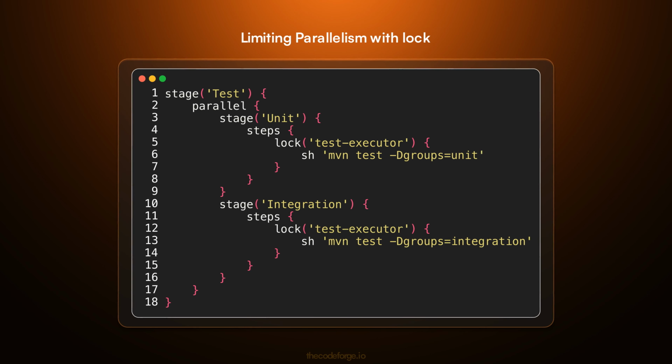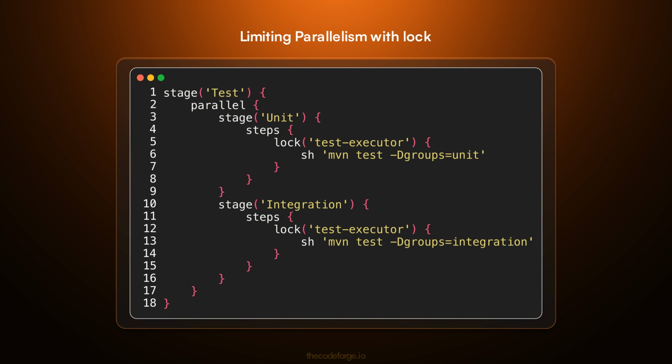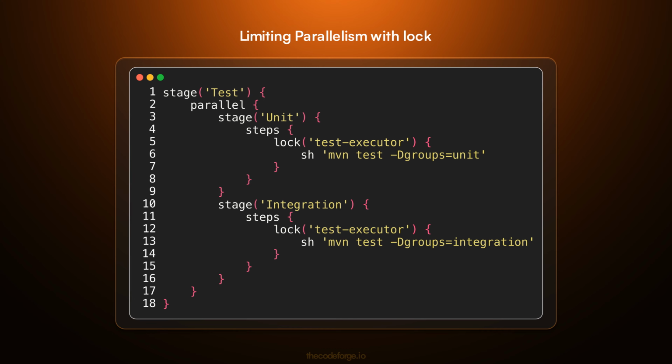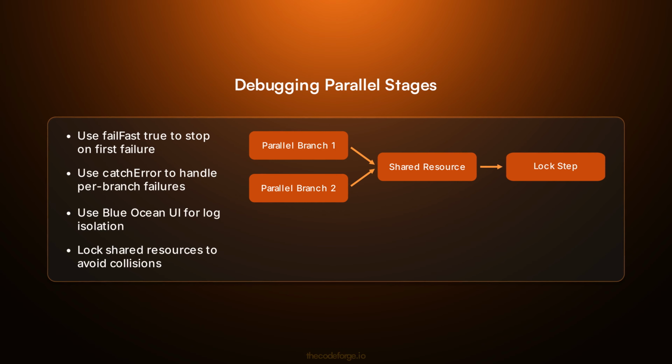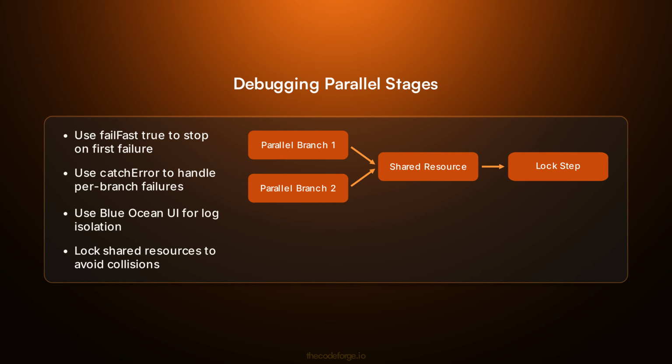The article warns about over-parallelizing, but doesn't show how to limit concurrency. Use the lock step with a shared resource to restrict the number of parallel branches that run simultaneously. This prevents queue congestion and resource starvation without reducing the number of defined parallel stages. Debugging parallel stages can be tricky. Use failFast true to stop all on first failure, catchError to handle failures per branch without aborting others, and lock shared resources to prevent collisions.